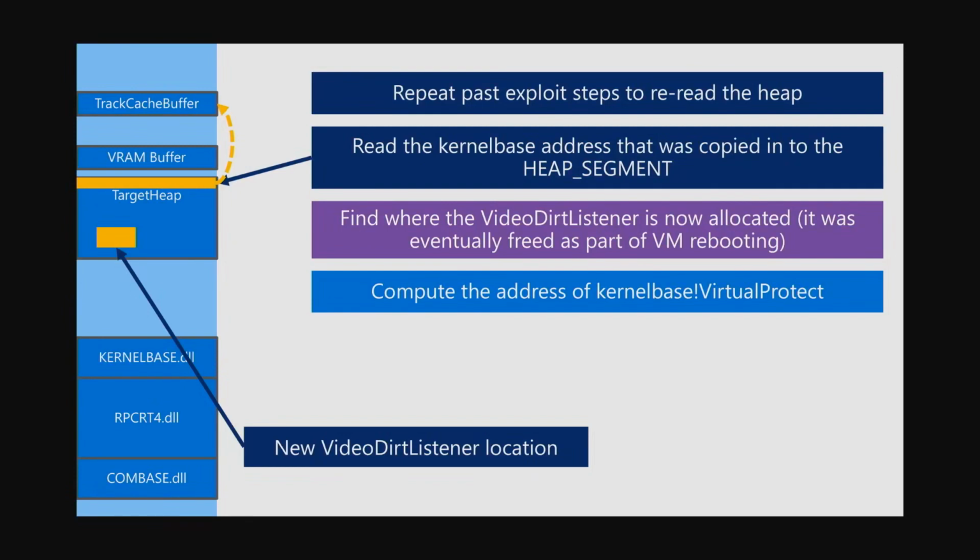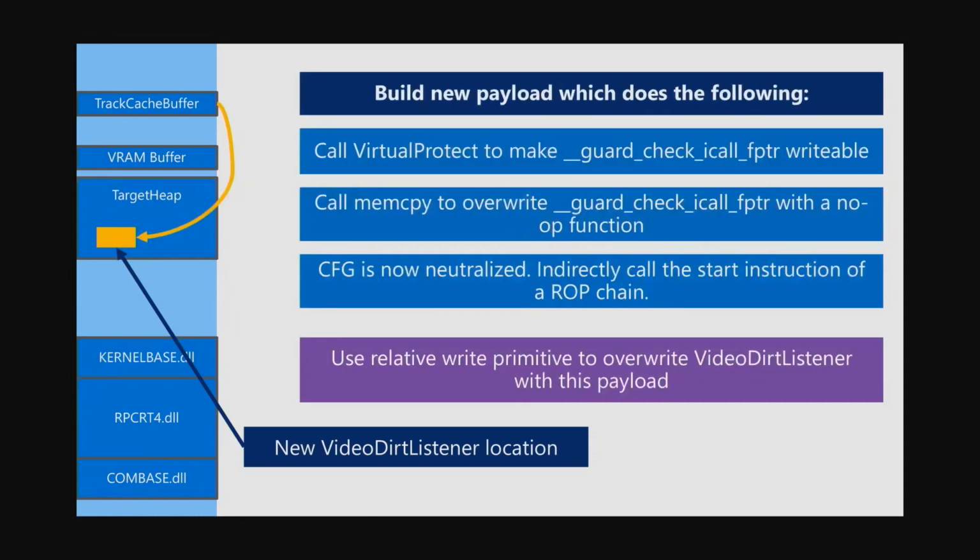I also need to rescan the target heap to find a new video dirt listener object, because the video dirt listeners all got freed and then reallocated. So I find that new video dirt listener object, and now that I know the address of the kernel base DLL, I can compute the address that the virtual protect function is located inside of it. If you wanted to be a little bit more professional, I guess you would probably read the export address table of the kernel base DLL so that you wouldn't need hard-coded offsets, but I didn't have time to do that.